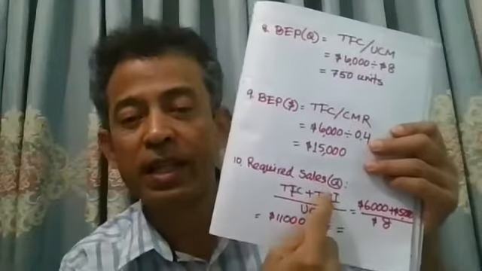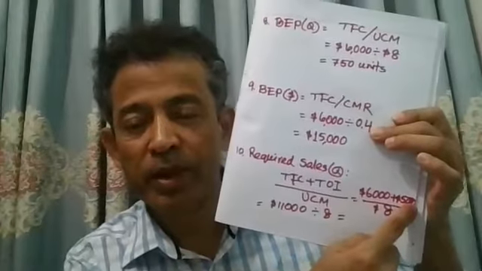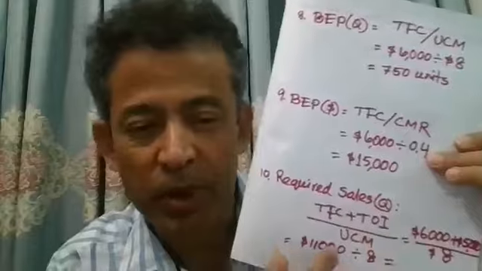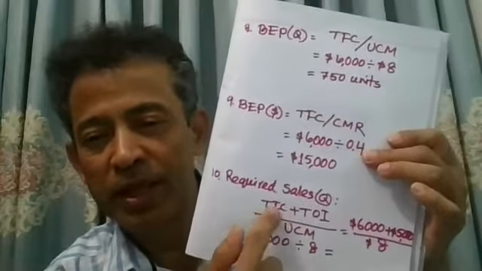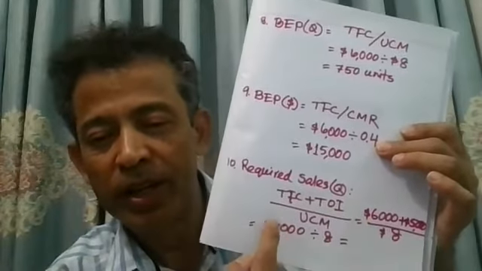All right. Then number 10 is required sales. Now the target profit analysis. We want to make some profit. Of course, everyone does. So how much profit would we like to make? They said we would like to make $5,000. So our fixed cost was already $6,000. Add the $5,000 of extra profit, the desired profit. So TFC plus TY divided by UCM. TFC was 6, TY was 5, so 6 and 5, 11. $11,000 divided by 8 would give us the required sales in units. I'll leave it for you to calculate.